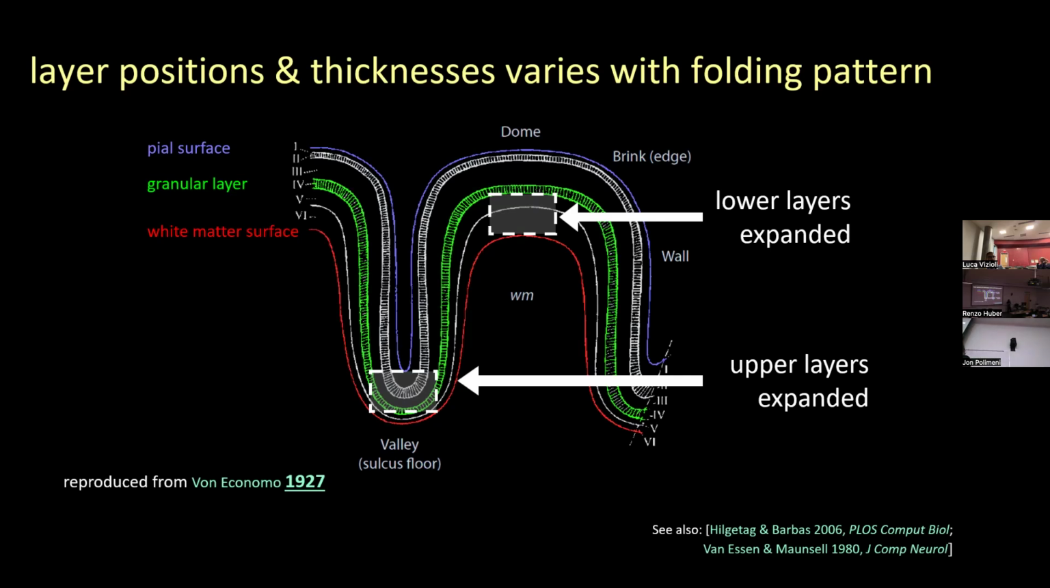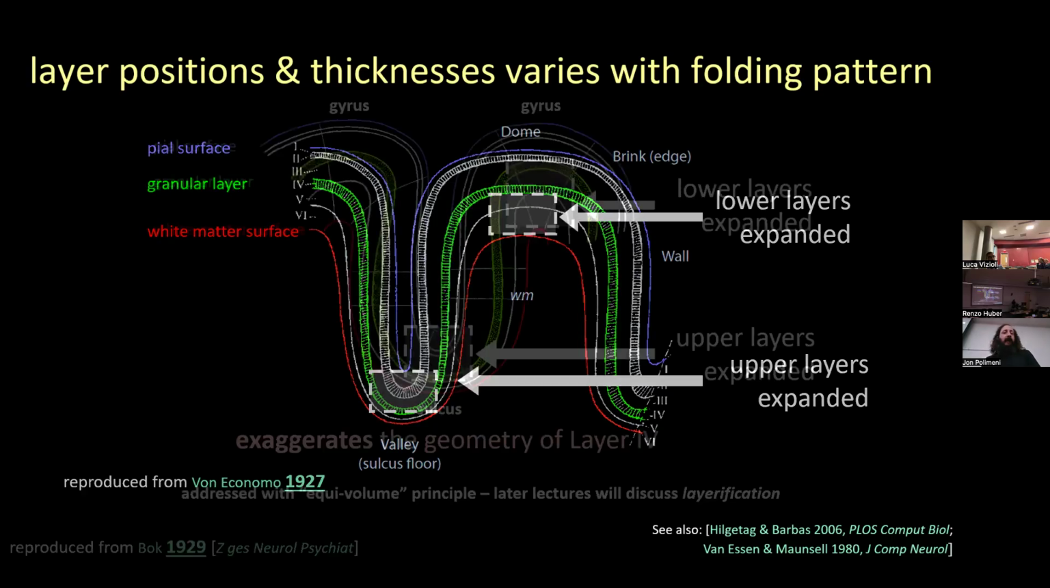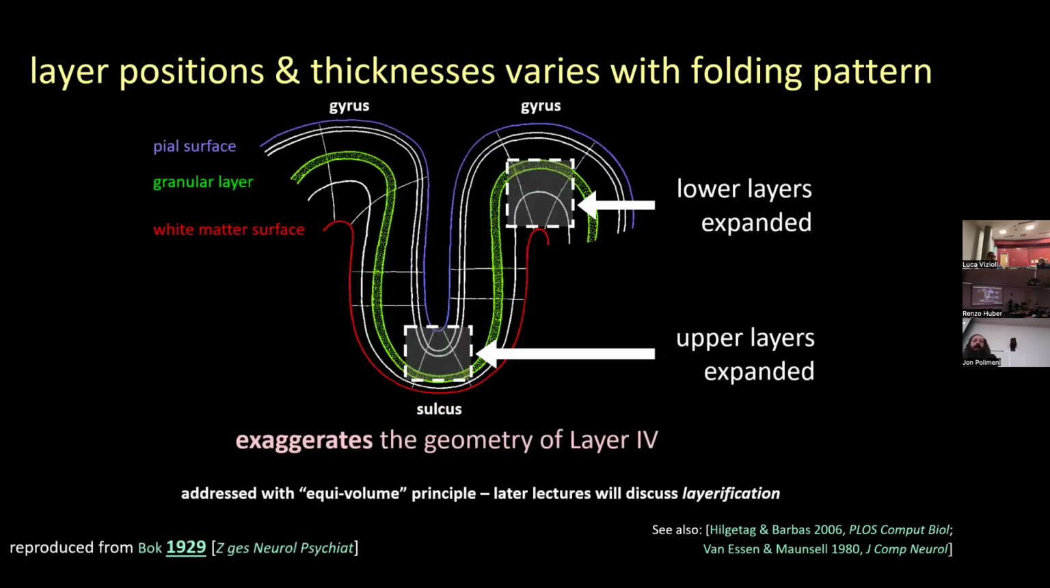We know that the layer positions and thicknesses, as I showed you, really vary a lot across the folding pattern. This is shown by Van Economo. He showed that in sulci, the upper layers are expanded, and in gyri, the lower layers are expanded. This is also pointed out quite famously by Bok, who also showed that this induces an exaggeration of the geometry of layer 4. We see that layer 4 is pulled down in sulci, pulled up in gyri, again a very non-trivial relationship between cortical depth and the position of layer 4. And we'll come back to this. This is addressed with the equivolume principle, which you're going to hear a lot about throughout this course.